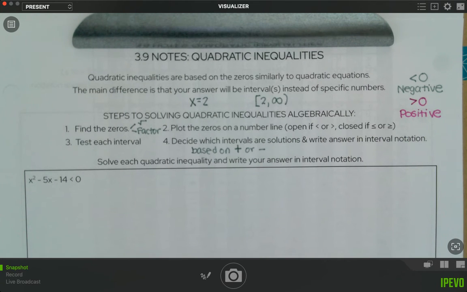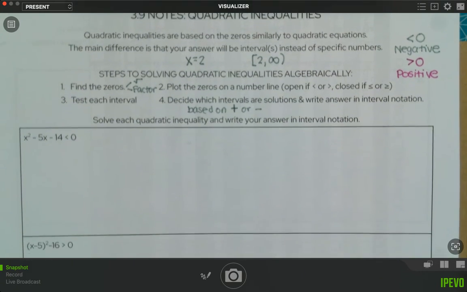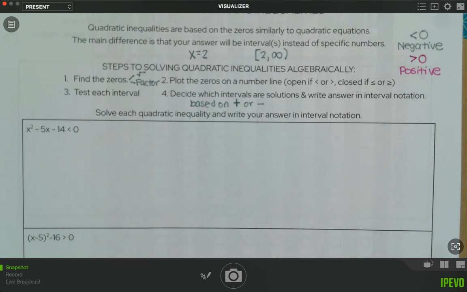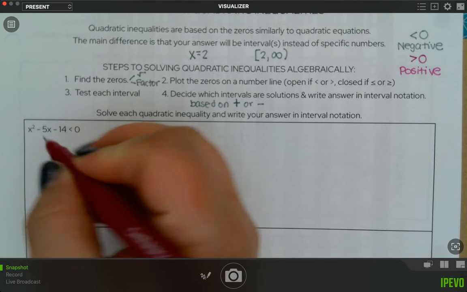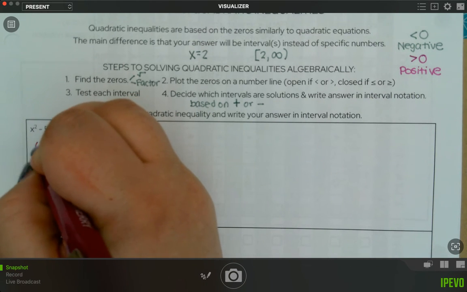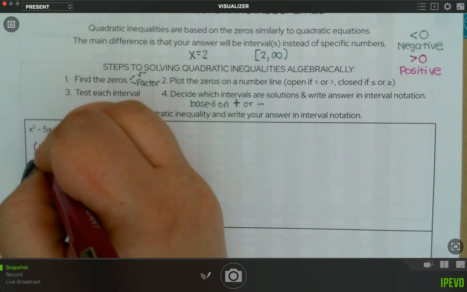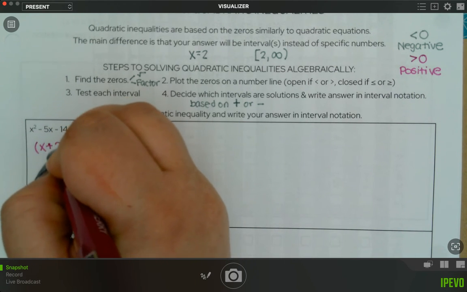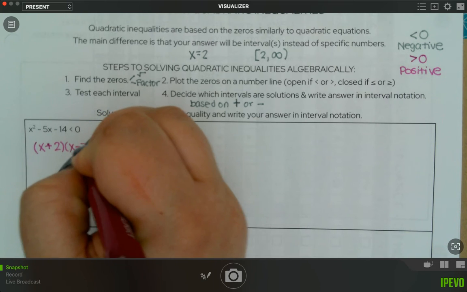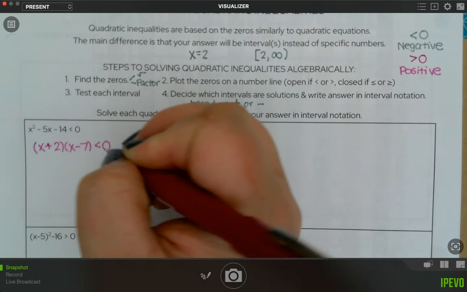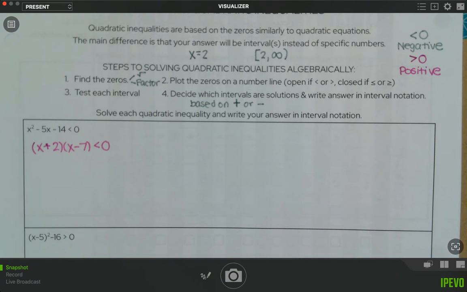Let's look at this first one together. We have x squared minus 5x minus 14. Because there are three things, you're probably going to want to factor this one, meaning you need two numbers that multiply to negative 14 and add to negative 5. Those two numbers just happen to be positive 2 and negative 7, because 2 times negative 7 is negative 14, and 2 minus 7 is negative 5.